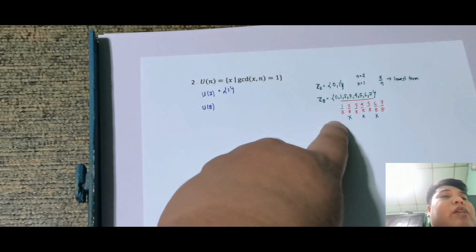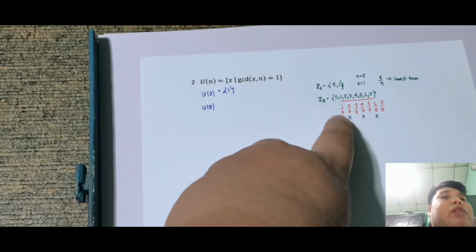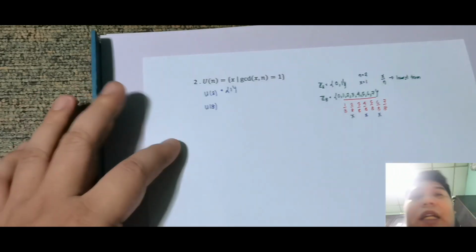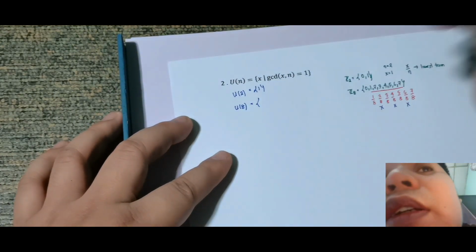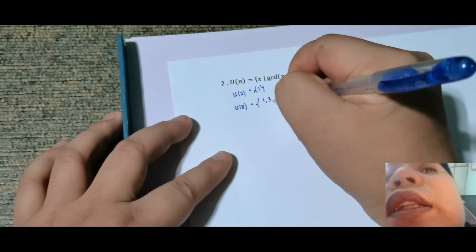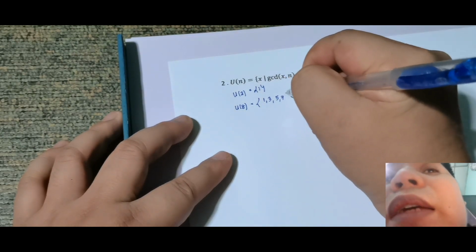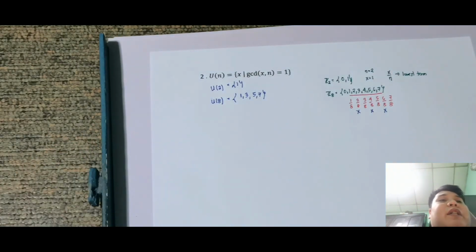Ngayon, anong gagawin ko? Lahat ng naka-lowest term na, kukunin ko. Ano yung mga number na yun? That is 1, 3, 5, 7. So ang element nitong group ng U sub 8 ay 1, 3, 5, and 7. Ayun lang yung element niya. Ayun yung pinagkaiba niya kay C sub n, at yung pinagkaiba ng multiplication modulo n sa addition modulo n na group.